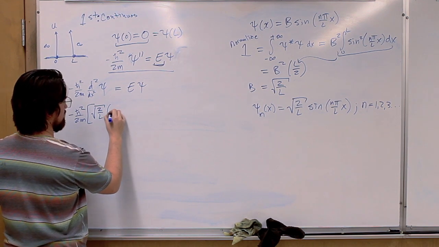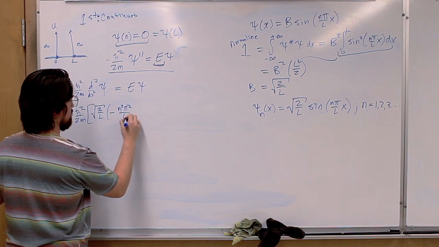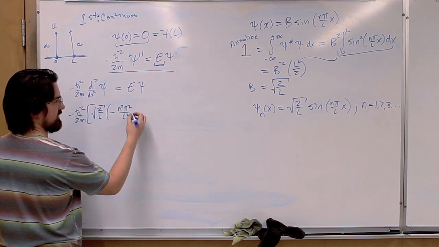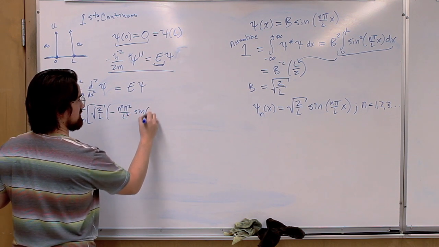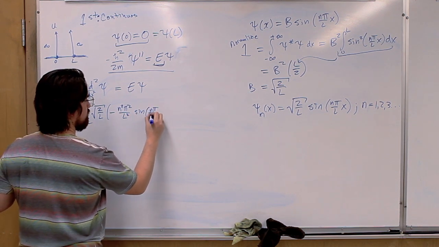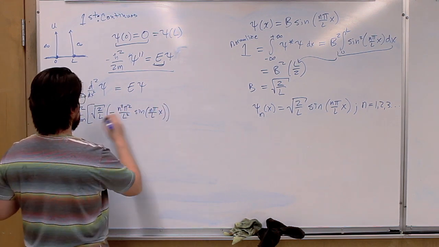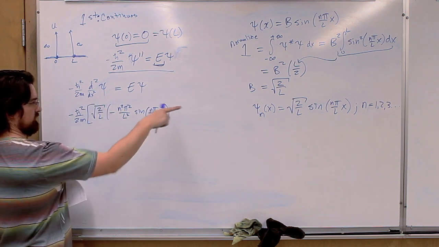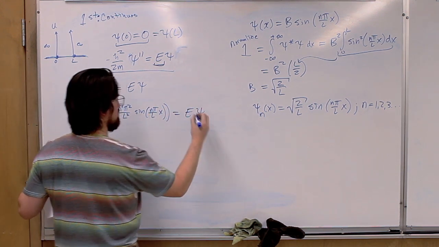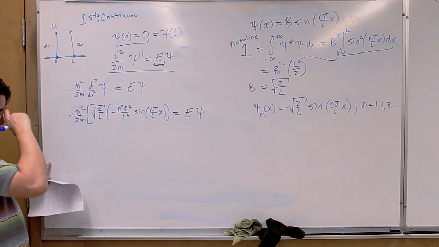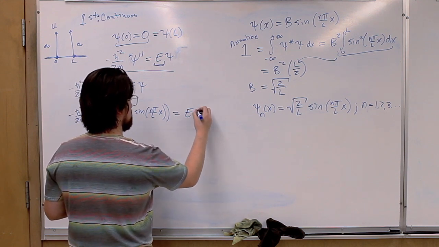So that is all to say, we're going to get negative n squared pi squared over L squared, right? One factor from each derivative. And we're back to sine. So that's the second derivative of our wave function. It should be equal to these energies that we're looking for, multiplied by the wave function, or, yeah, I'll just leave it as the wave function.